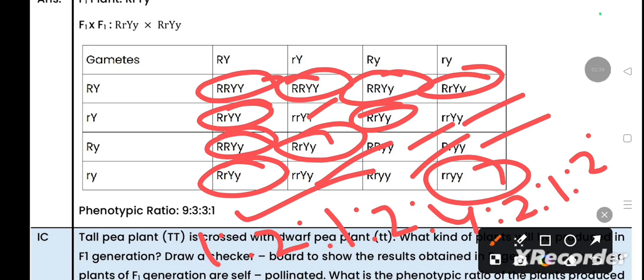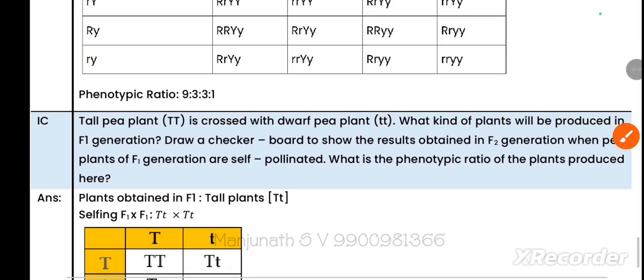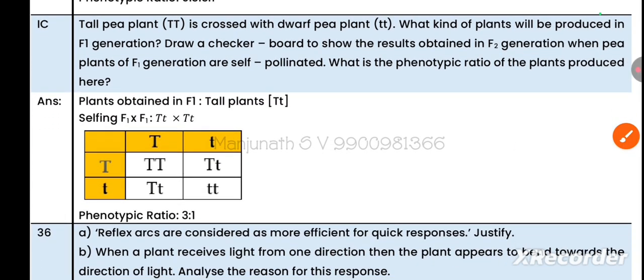This is the phenotypic ratio. For this question, they asked another R-type question. A tall pea plant, capital T, is crossed with a dwarf pea plant, small t. What kind of plants will be produced in the F1 generation? Draw a checkerboard to show the results obtained in the F2 generation when a pea plant of the F1 generation is self-pollinated. What is the phenotypic ratio of the plants produced here?